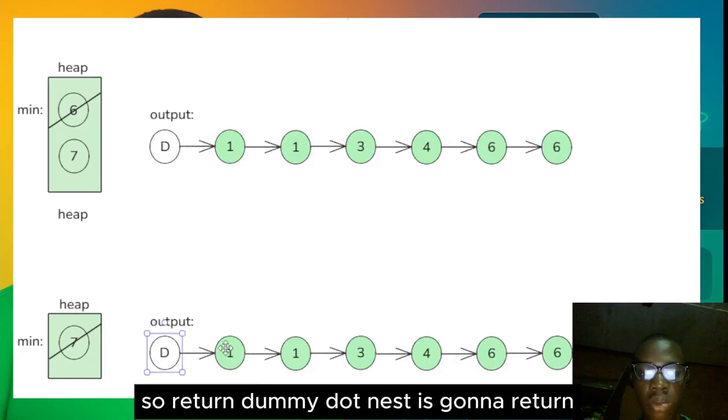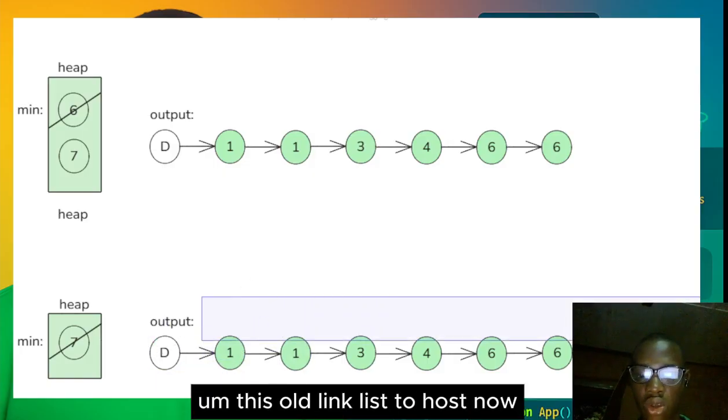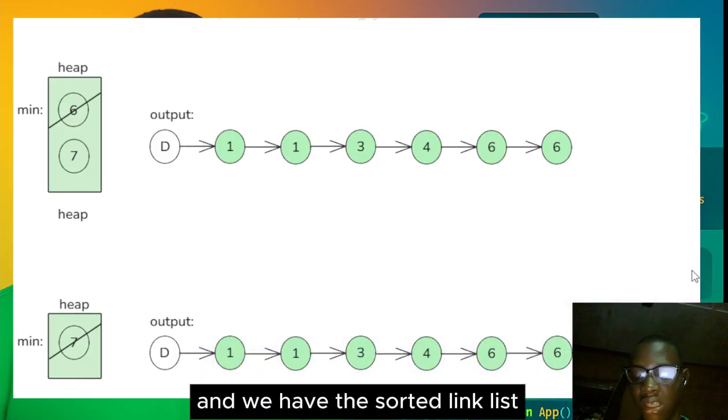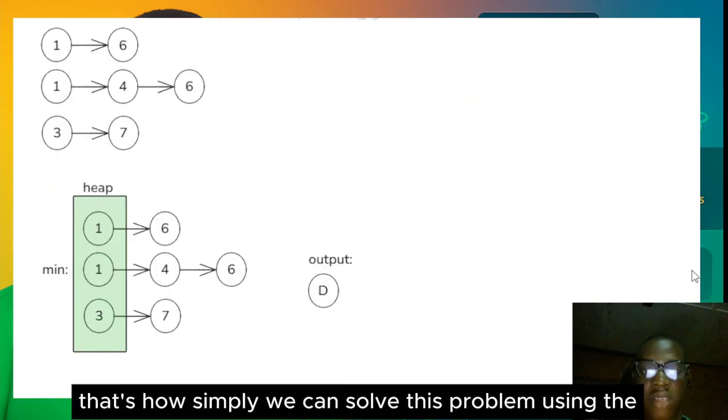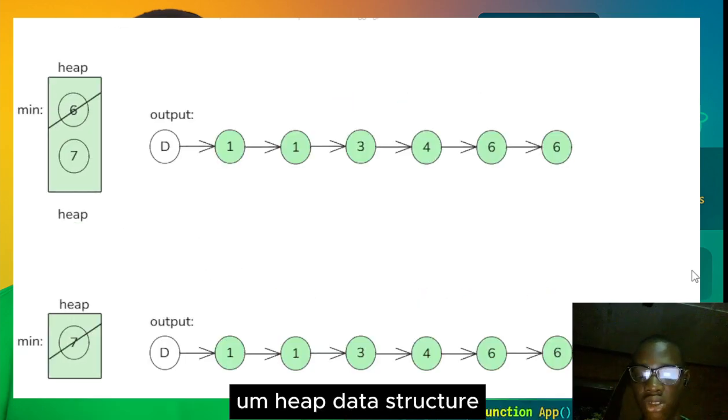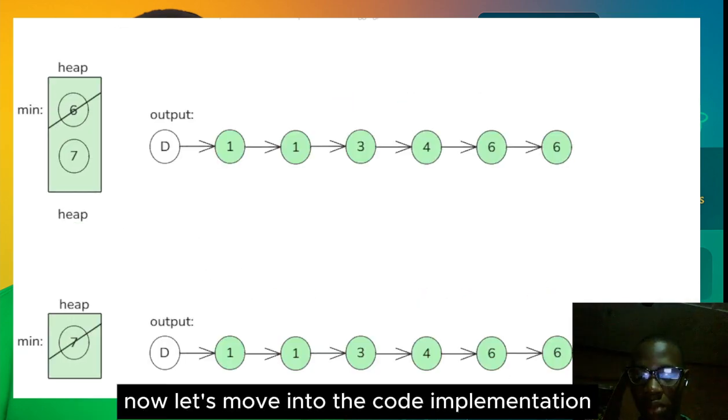So return dummy.next is going to return this whole linked list to us, and now we have the sorted linked list. So that's how simply we can solve this problem using the heap data structure. Now let's move into the code implementation.